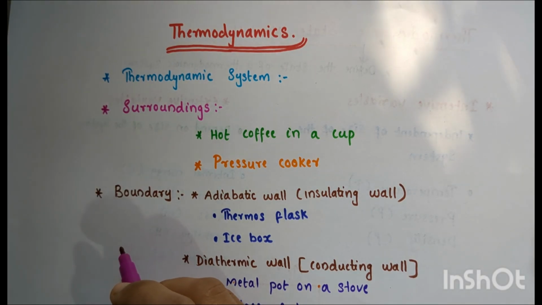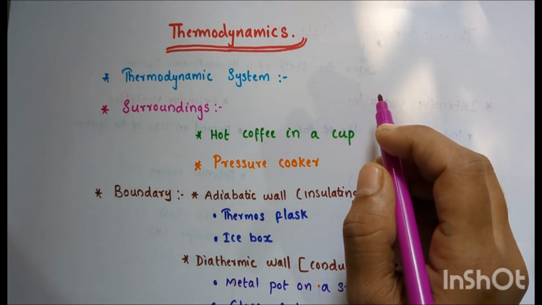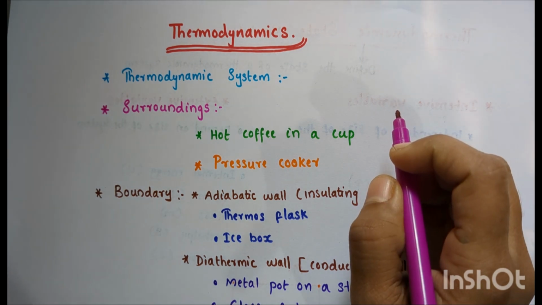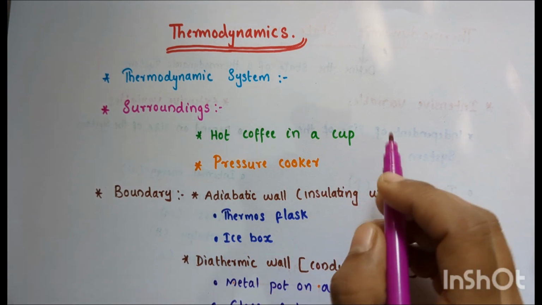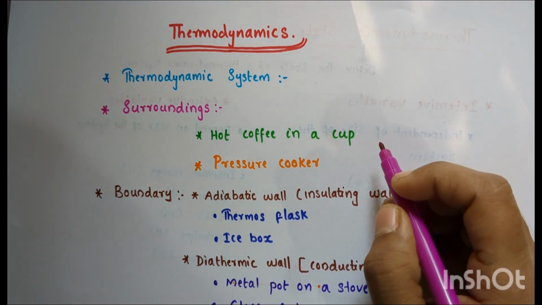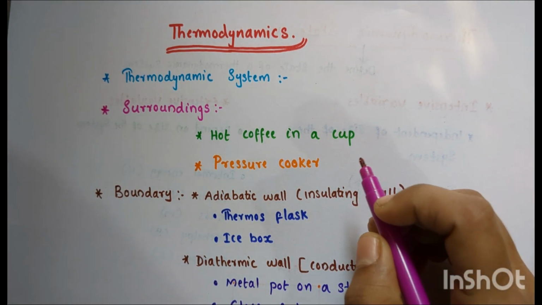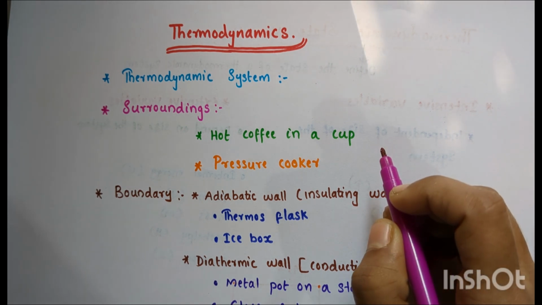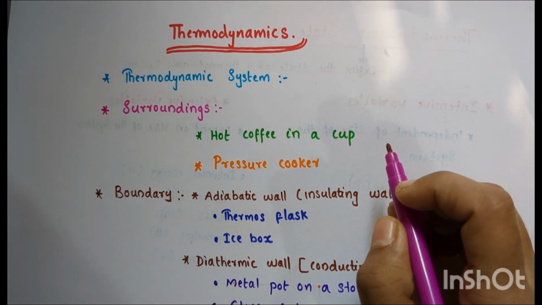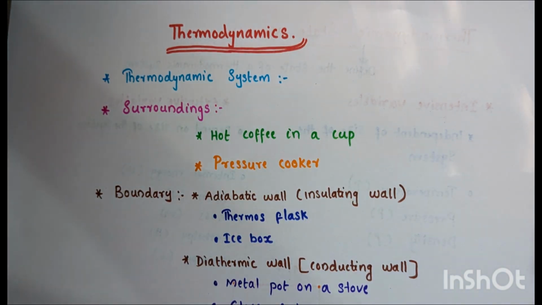Hello everyone. In this video, we are going to discuss Chapter 11 Thermodynamics, Class 11 Physics. We will be discussing a system, surroundings, then boundary, adiabatic wall as well as diathermic wall in this video. We will be discussing all other topics of this chapter in the coming videos, which will be available in the playlist. See, what is thermodynamics?